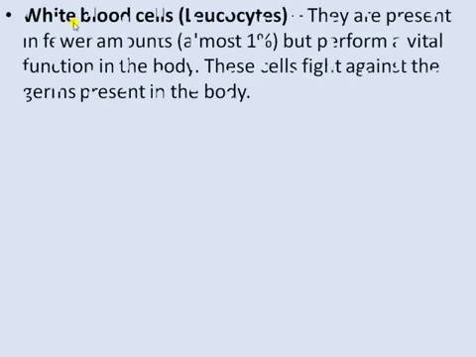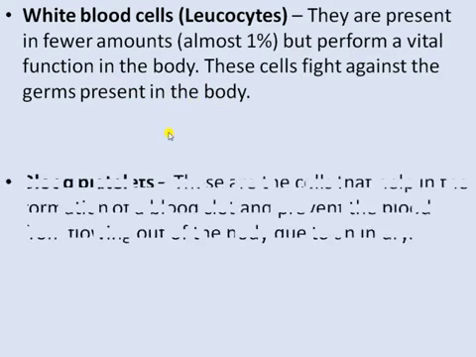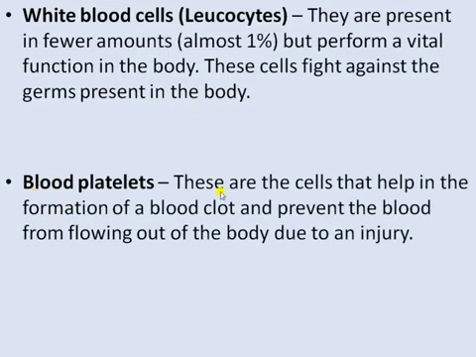Next is WBC, white blood cells or leukocytes. They are present in fewer amount, almost 1%, but they perform a vital function in the body, that is these cells fight against the germs present in the body, or protect the body against disease and any other infection. Next are the blood platelets. These are the cells that help in the formation of blood clots and prevent the blood from flowing out of the body due to any injury or any accident. Okay, it's helping the clotting of blood.